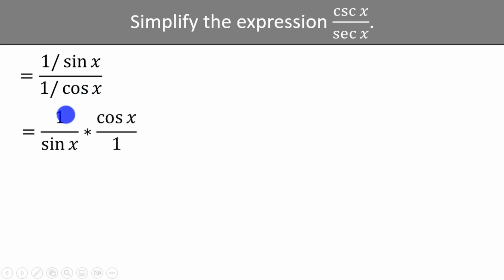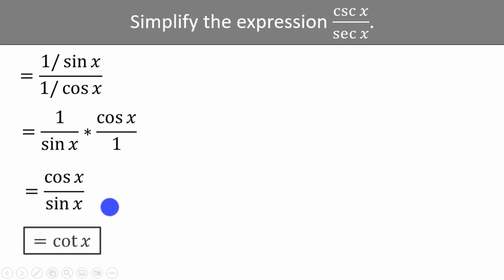Let's try this one. We are asked to simplify the expression cosecant of x divided by secant of x. We know that cosecant of x is the same thing as 1 over sine of x, and secant of x is the same thing as 1 over cosine of x. We can reciprocate the denominator and multiply so that we have 1 over sine of x times cosine of x over 1. This is the same thing as cosine of x divided by sine of x. Of course, by the quotient identity, we know that cosine over sine is cotangent. So cosecant of x divided by secant of x is the same thing as cotangent of x.